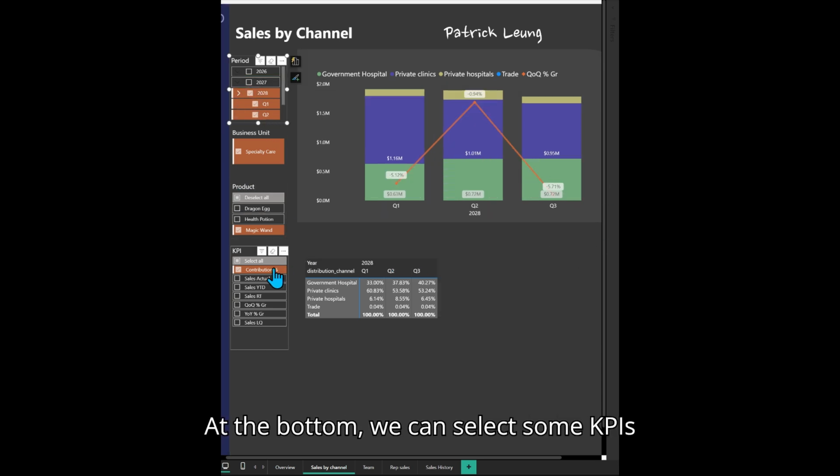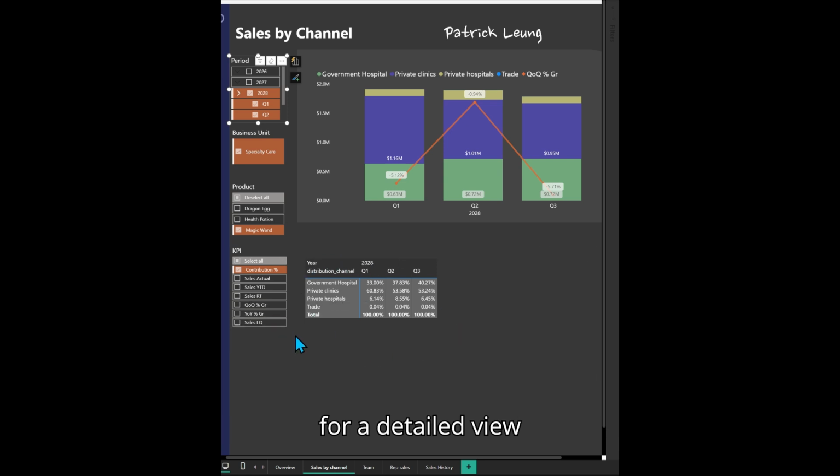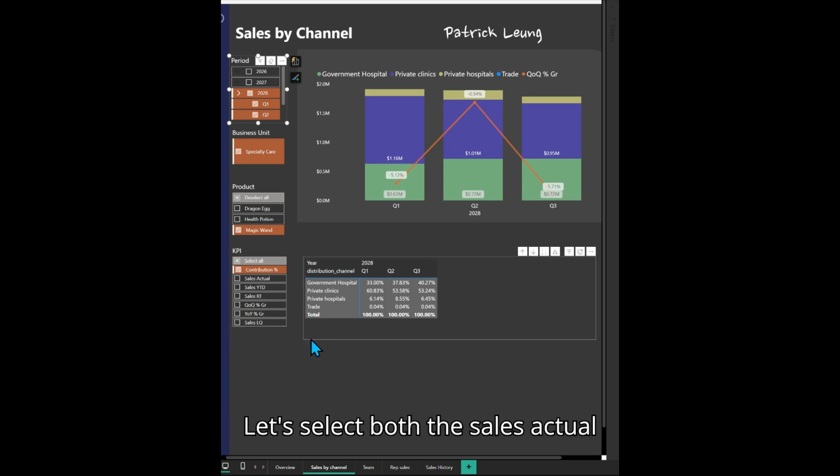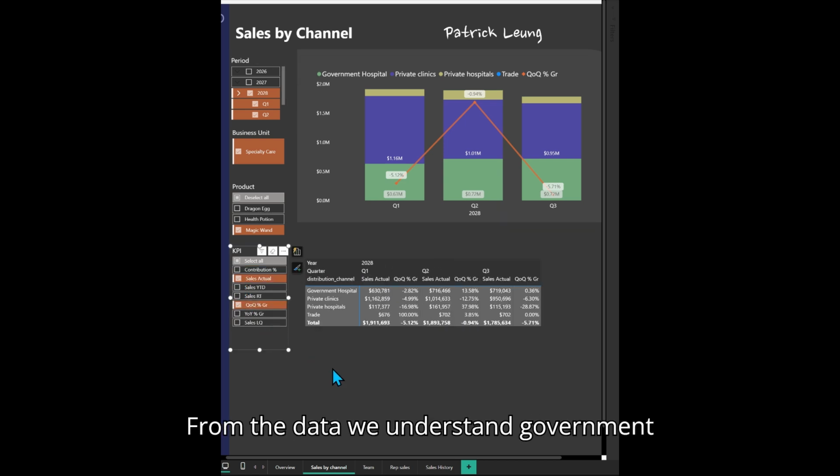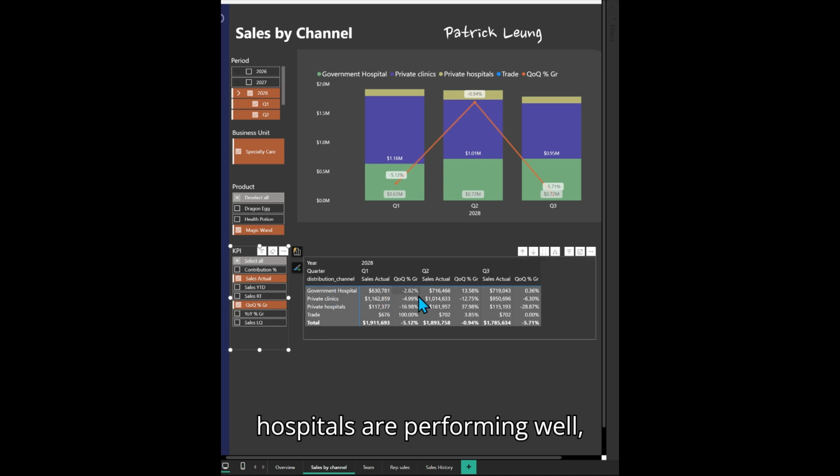At the bottom, we can select some KPIs for a detailed view. Let's select both the sales actual quarter-over-quarter growth percent at the quarterly level. From the data we understand government hospitals are performing well, with positive quarter-over-quarter growth in both Q2 and Q3. However, private clinics have experienced 3 consecutive quarters of negative growth.